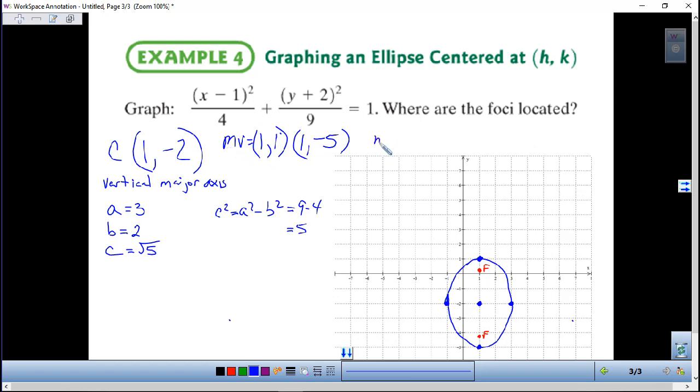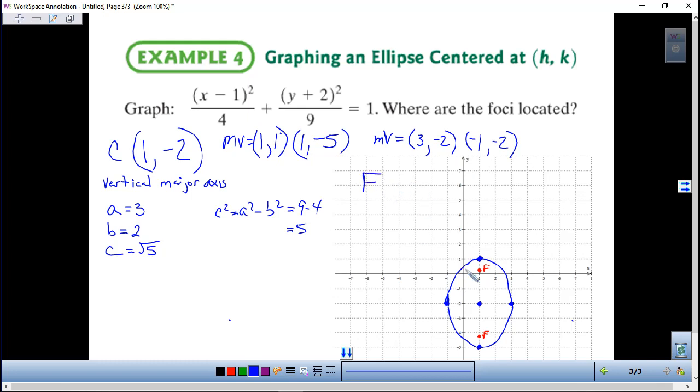All right, and then let's find our minor vertices. So once again, we're starting at our point and we're moving left and right. So what's going to change if we move left and right? Just the x values. So I can go ahead and write down my y values of negative 2 for both of these. And then what do I know? From 1, I add 2 and get 3. And from that 1, I'm going to subtract 2 and get negative 1. So there are my minor vertices.